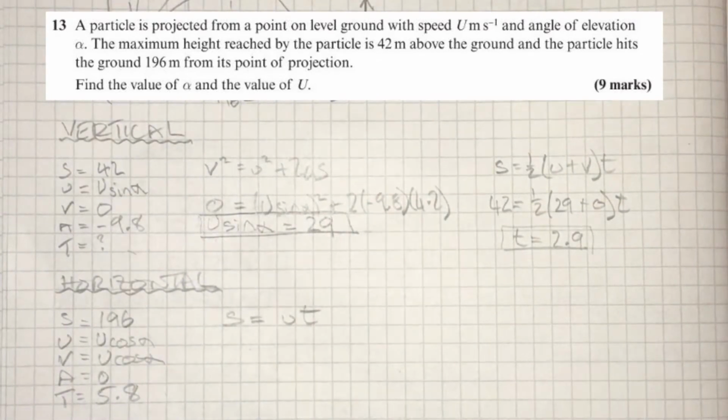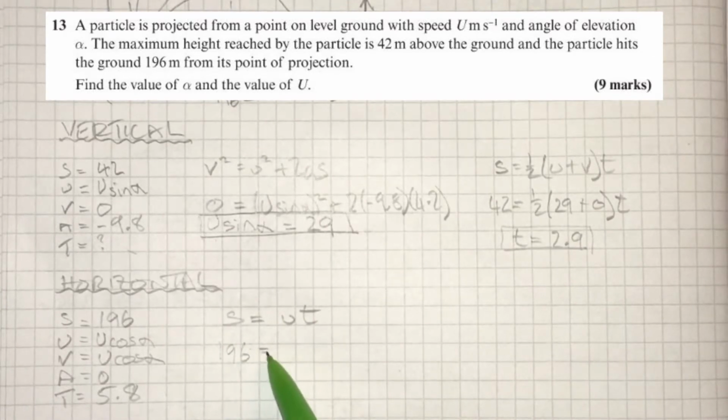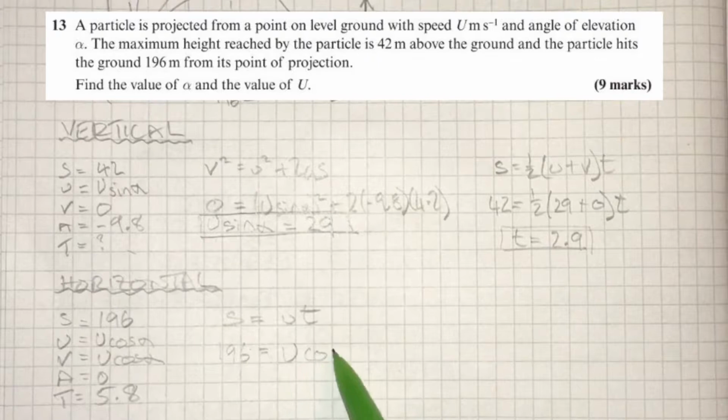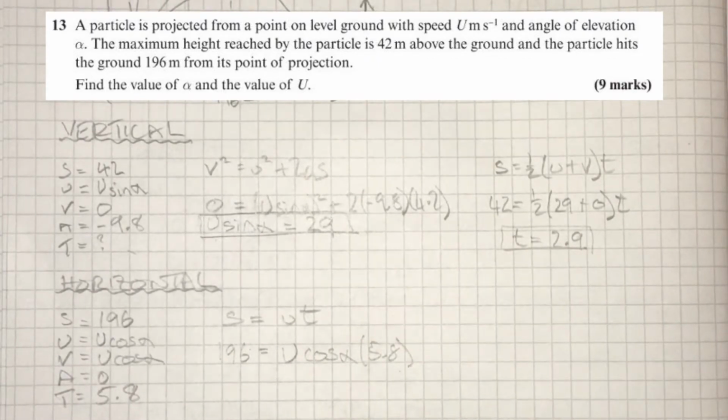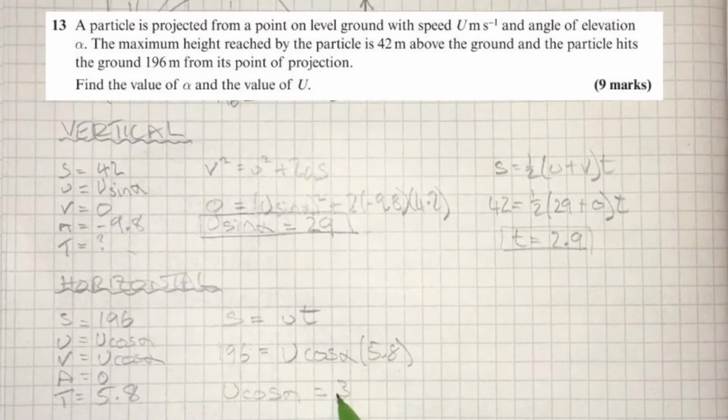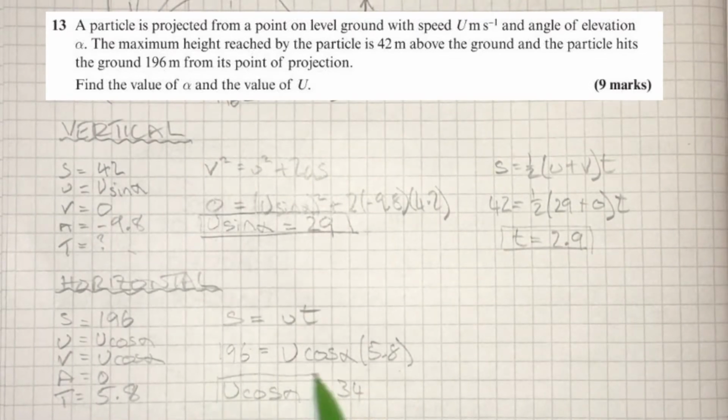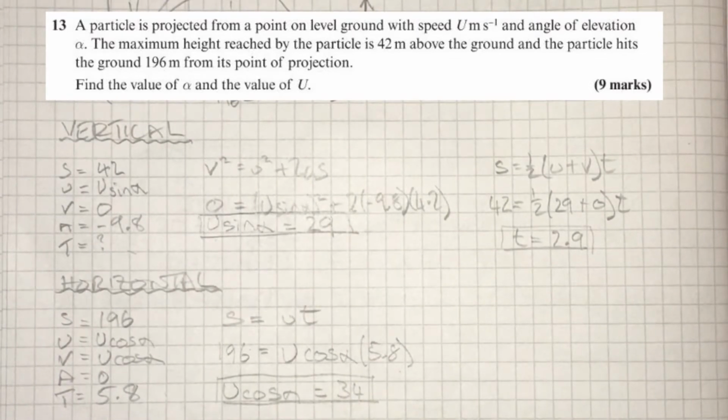All right, so from there, it should be quite straightforward now for us to find out what that horizontal component is. 196 equals u cosine alpha multiplied by 5.8. Rearranging, u cosine alpha equals 34 to two significant figures.